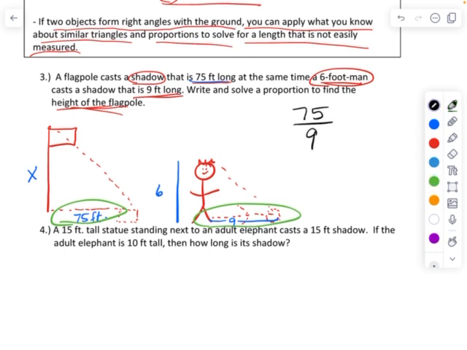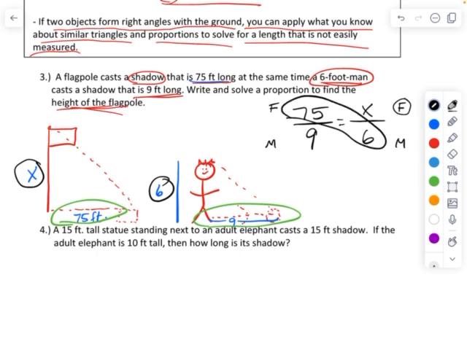75, I'll change it to black, 75 over 9, right? Flag shadow to man shadow, okay? Or flag to man. We can just use those, F to M. Okay, F to M, because I'm going to carry those labels over, which really, this F talks about the flag height, which is X, the man height, which is 6.